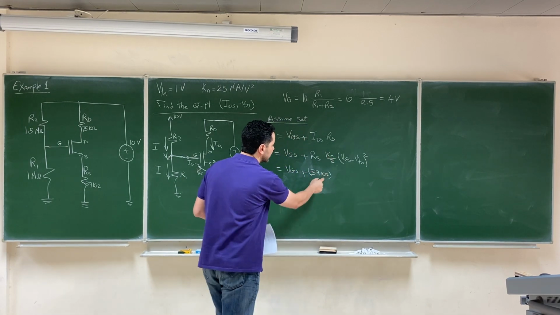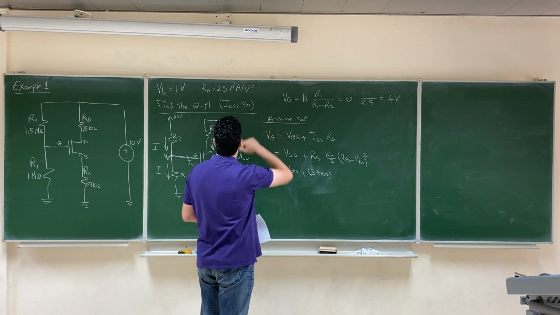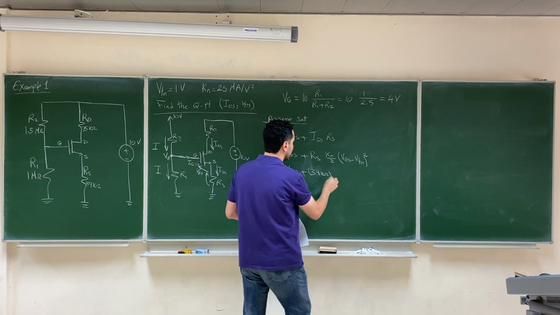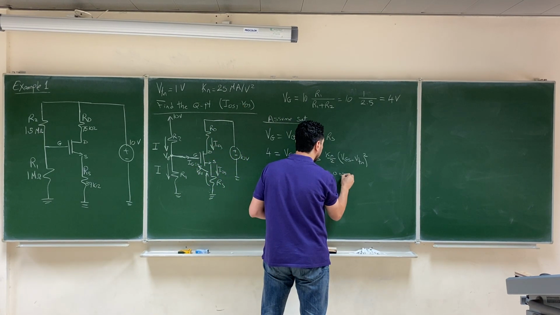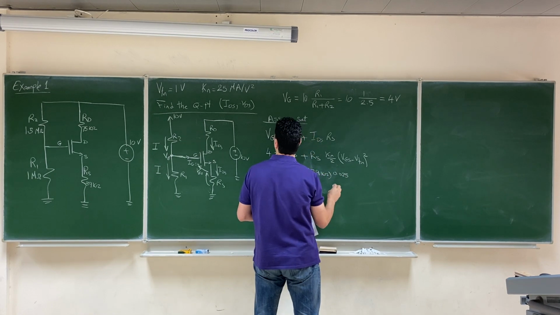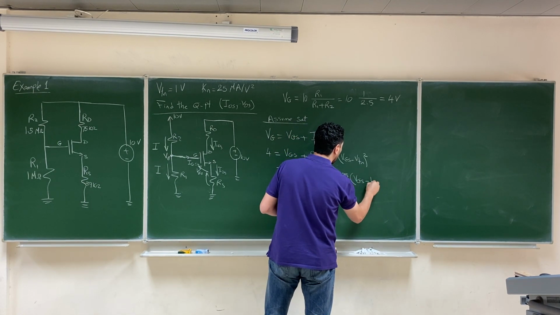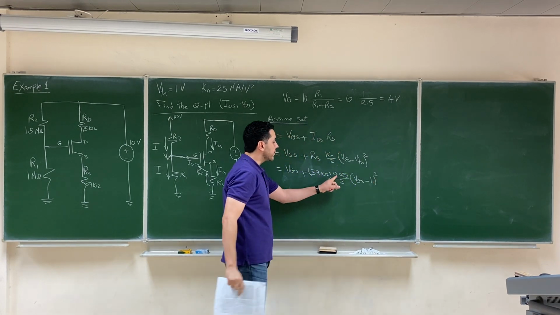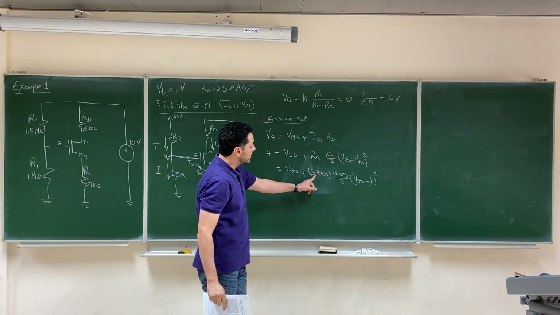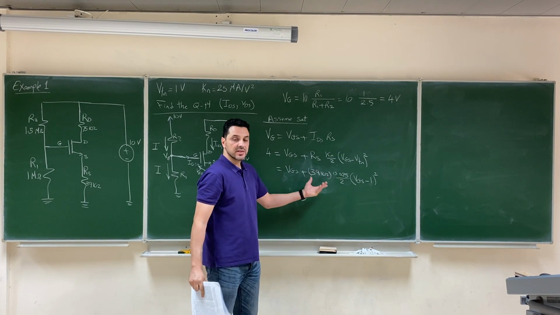And Kn, since we are dealing with kilo, we can convert Kn into milli. So Kn can be written as 0.025 milli over 2 (VGS minus 1) squared. Why did I convert Kn to milli? Because when you deal with kilo ohm and milli, this will result in volt.